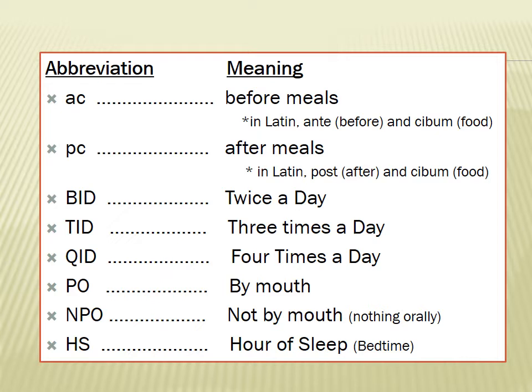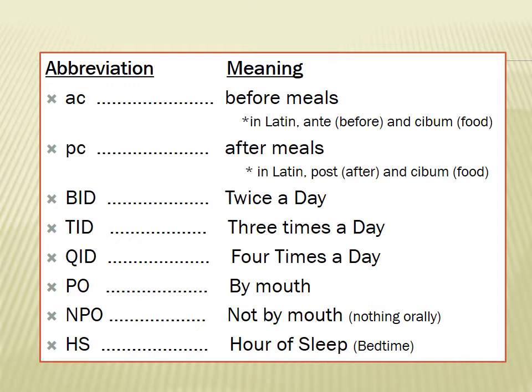This comes from Latin, post, meaning after, and again, cibum, meaning food. So a medication ordered to be given PC, post cibum, would mean you would give that after the patient had their meal. BID means twice a day, TID 3 times a day, QID 4 times a day, PO means by mouth or orally, NPO means not by mouth, so do not give anything orally, and this would refer to food or fluids. HS means hour of sleep or bedtime.